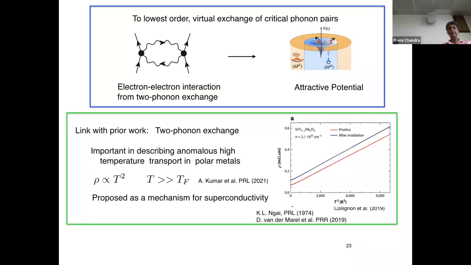So now let's make some link to prior work. Two photon exchange. We talked last time about the fact that one of the very strange things about transport in these polar metals, again, mostly doped strontium titanate, is the fact that rho goes like T squared. Now you might say, what's the big deal? T squared is Fermi liquid. The problem is it continues as T squared well beyond the Fermi temperature. And Abhishek and Dmitry Maslov actually proposed the two photon exchange as a way to understand this.